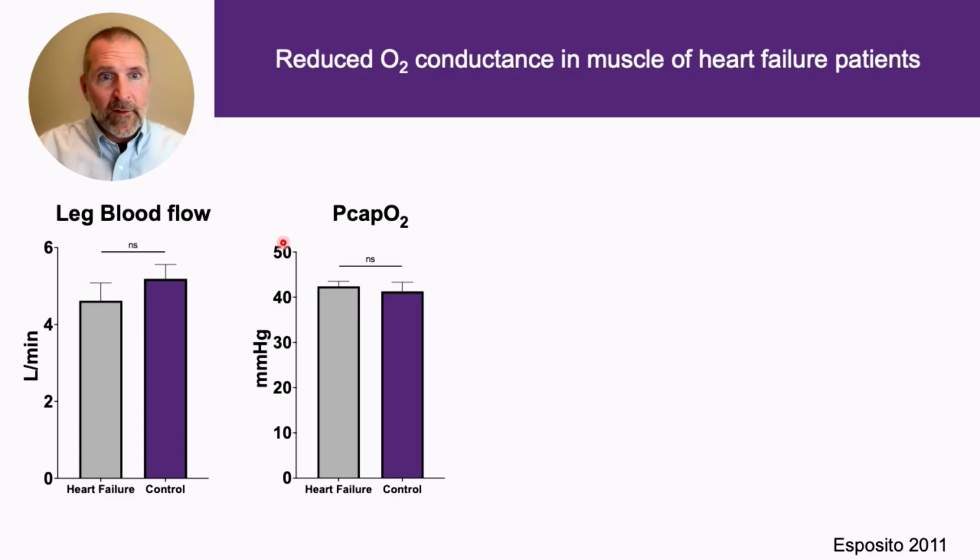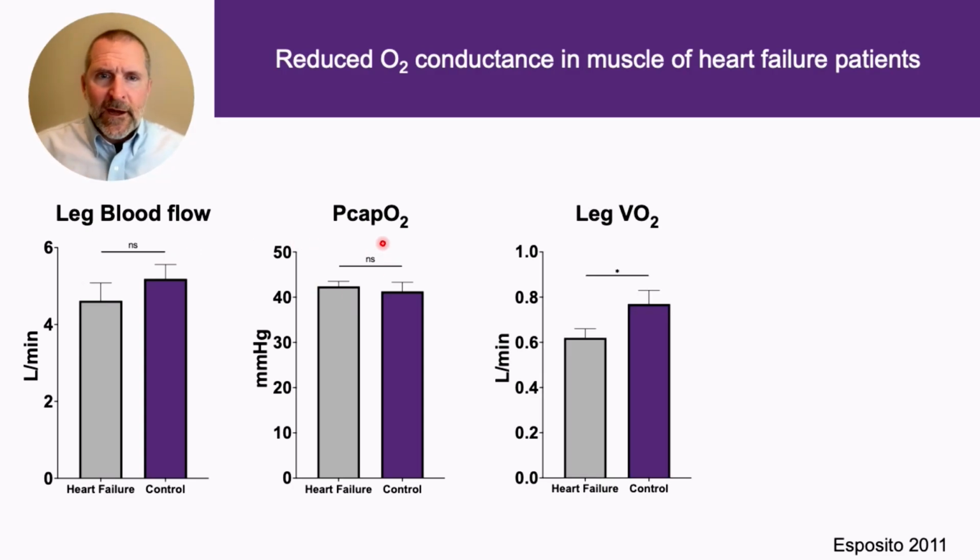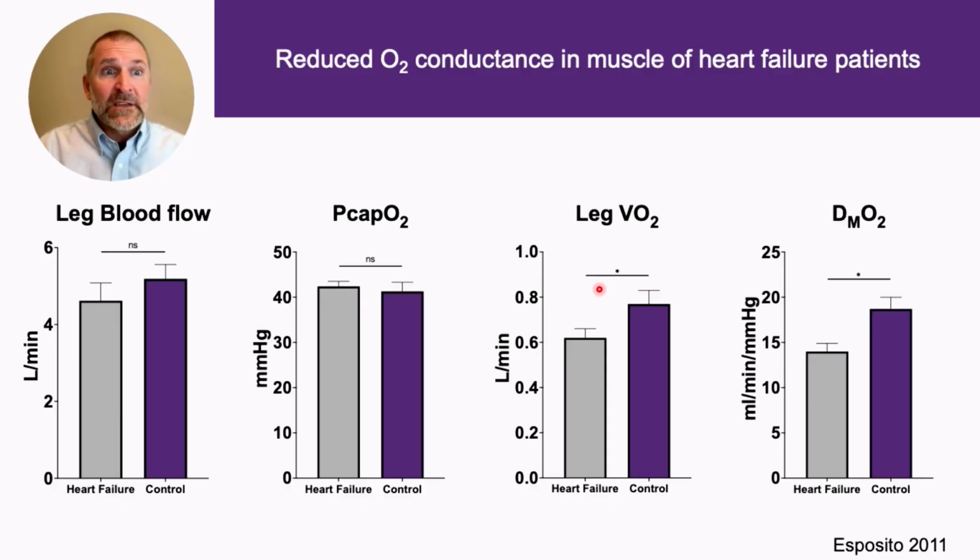So similar blood flow, similar pressure of oxygen in the capillaries, but significantly reduced leg VO2 in the heart failure patients. So even though oxygenated blood flow is being delivered to the muscle, the muscle's ability to use it is impaired in the heart failure patients. One reason appears to be related to a reduced diffusive capacity of oxygen within the skeletal muscle.